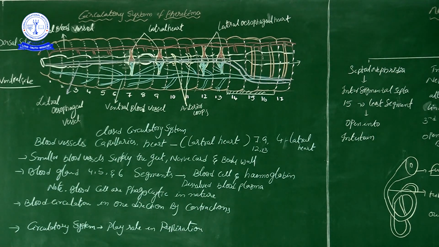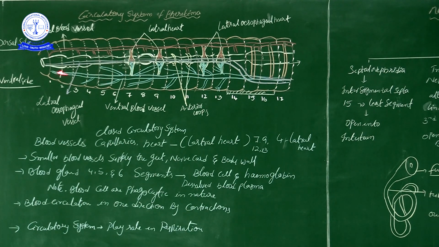Now come to the diagrammatic representation. On the dorsal side, along the tube, it appears as one dark line. Based on this dorsal line only, we can identify the dorsal side. By naked eye, this side appears as a dark line. It starts from the first segment onwards up to the end of the body.